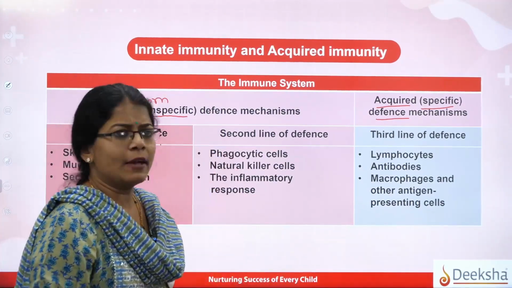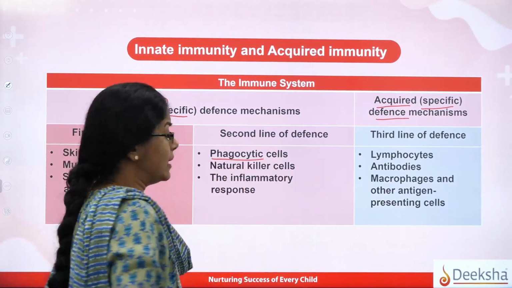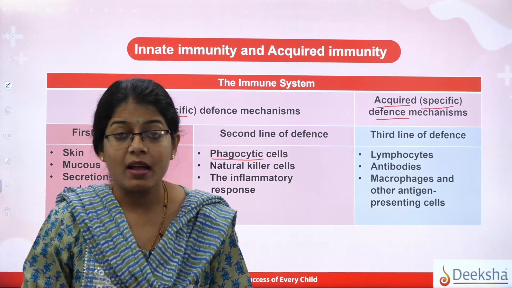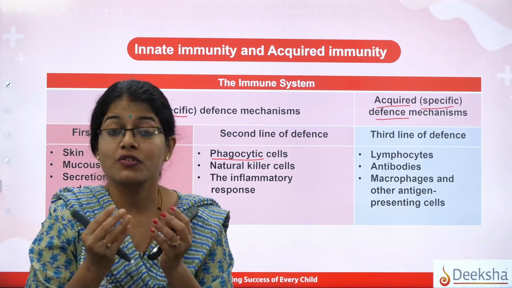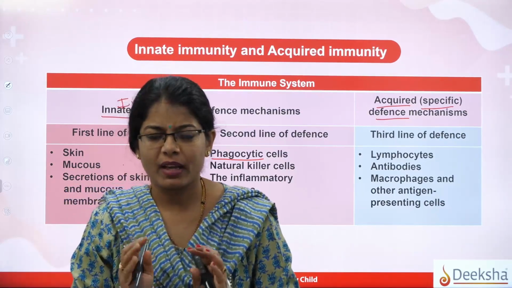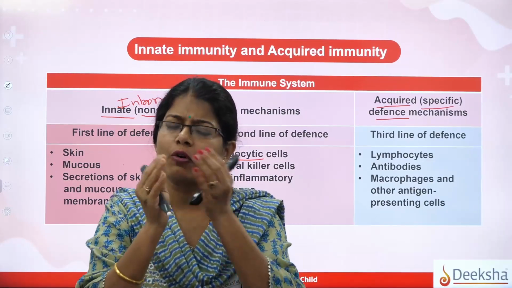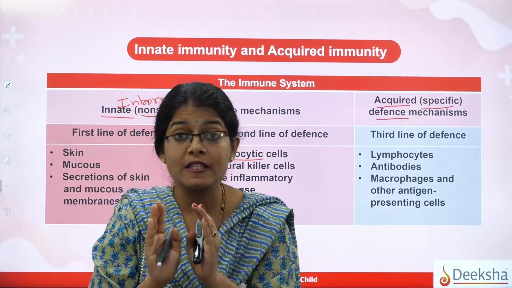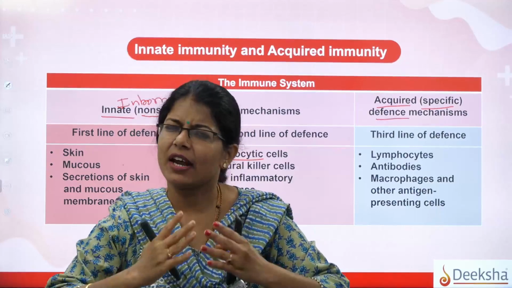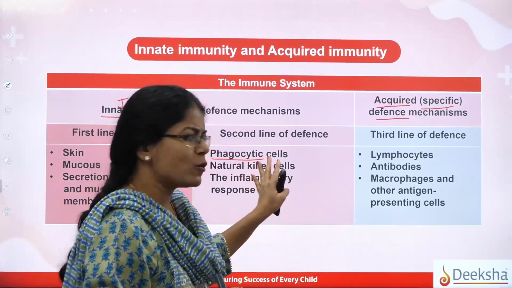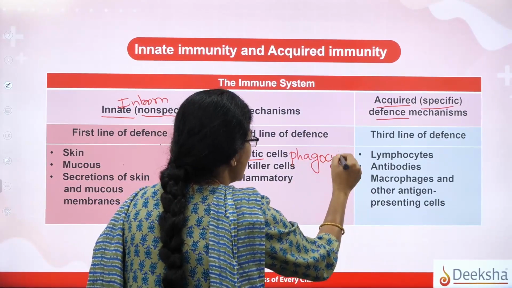Now come to the second line of defense. So here we go. You have something called phagocytic cells. Phagocytic cell means eating up. There is a special group of cells which will try to eat up the pathogen, like an amoeba eating up food. The concept is the same, but here there are different cells which will try to eat the pathogen, digest it and destroy it. They are called phagocytic cells, which play this role by the process called phagocytosis.